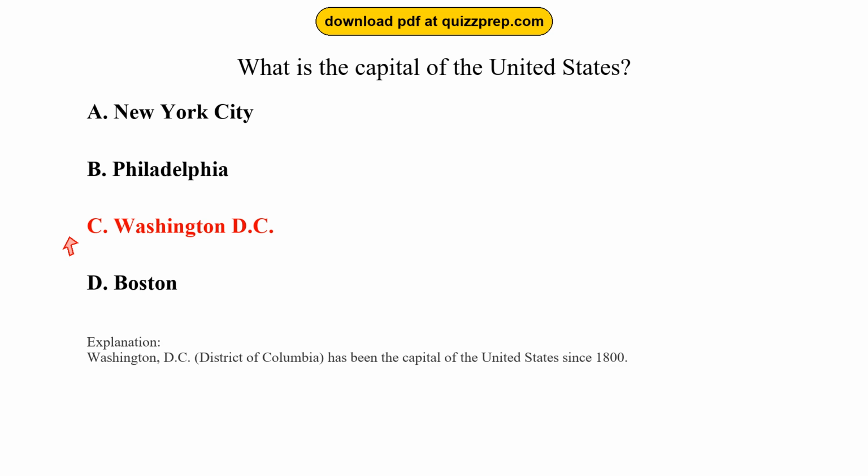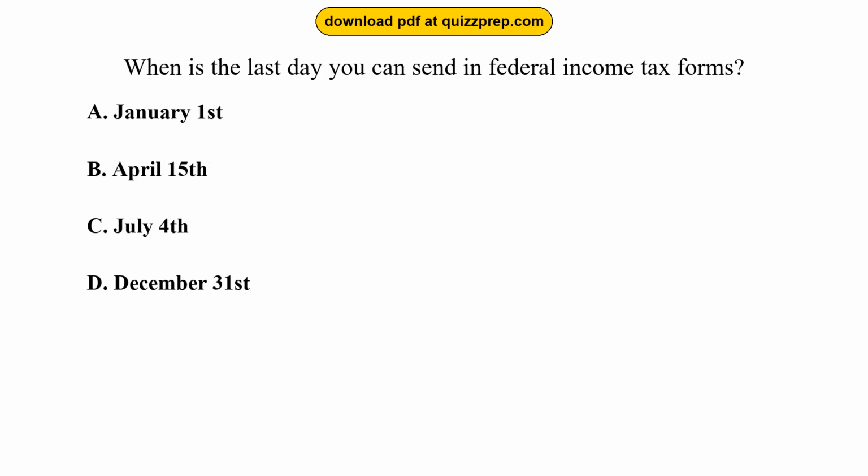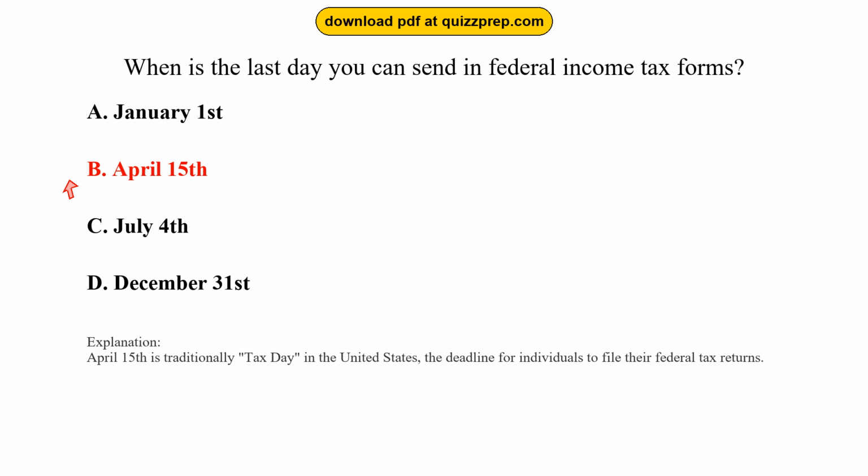Washington, D.C., District of Columbia, has been the capital of the United States since 1800. Question 14. When is the last day you can send in federal income tax forms? Option A. January 1st. Option B. April 15th. Option C. July 4th. Option D. December 31st. The correct answer is option B, April 15th. April 15th is traditionally tax day in the United States, the deadline for individuals to file their federal tax returns.